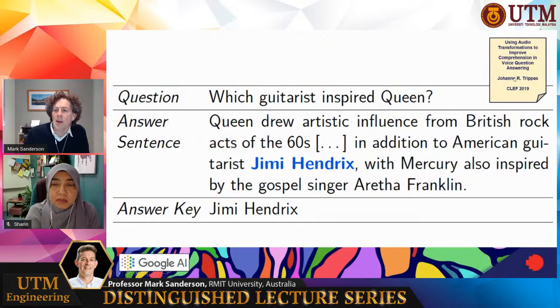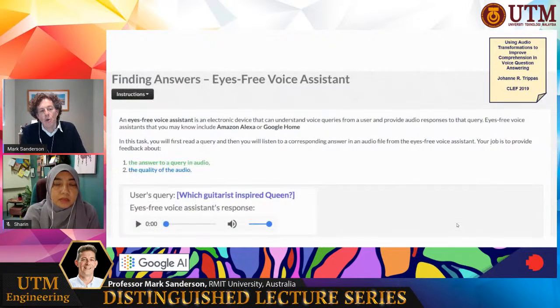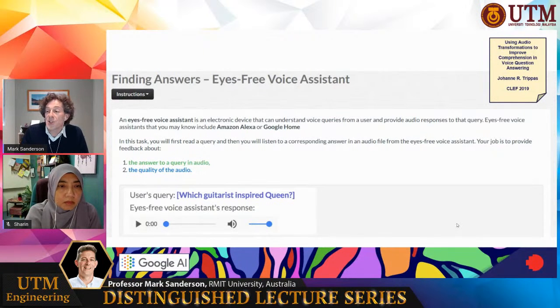A very cool thing happened to Johanna a couple of years ago. Some people at Google Zurich, part of the Google AI group, approached her and said, we'd like to work with you to try and answer this question. Johanna's got a lot of experience in doing crowdsourcing experiments. She created a crowdsourcing system which enabled people to listen to different styles of answers. You might have a question like, which guitarist inspired Queen? And then the answer would be spoken back at you.